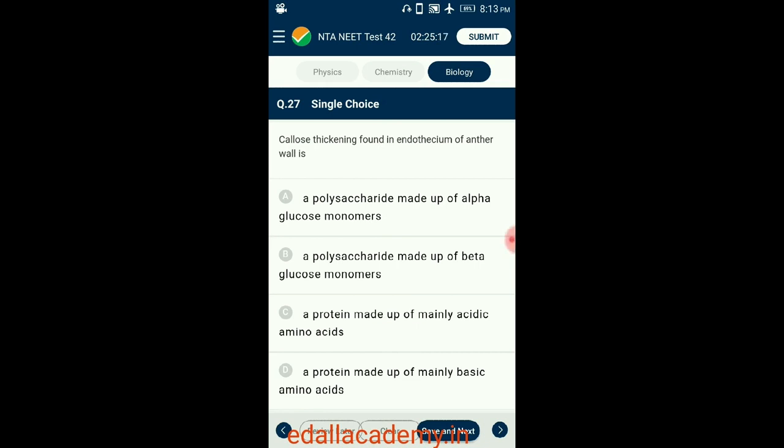So the answer for this question is option B, polysaccharide made up of beta glucose monomers. So the correct answer for this question is option B.